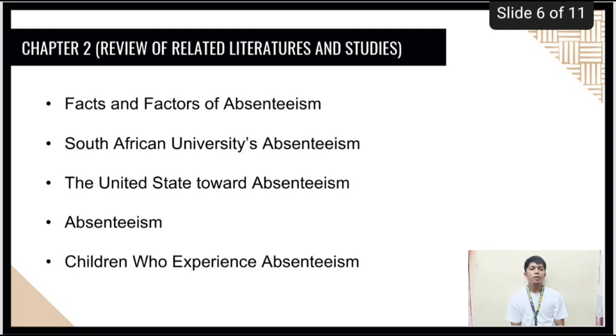The United States toward absenteeism. In the United States, between 5 and 7.5 million kids miss school frequently every year. 86% of parents agree that attendance is important for their child to graduate from high school, but nearly half think that missing 3 or more days of school per month won't significantly affect their child's academic performance.